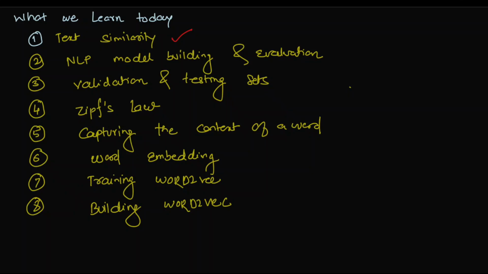First, these are the outline, by the way. We will cover text similarity, how we can check whether two texts are similar or not. Then we will touch upon NLP model building, and then once the model is built, how we can evaluate that model. Once the model evaluation is done, how we can do the validation and the testing. After that, we will touch upon Zipf's law, and then we will learn how we can capture the context of the word, then word embedding, and these are the two things, that is word2vec.